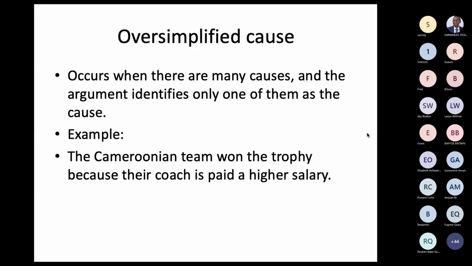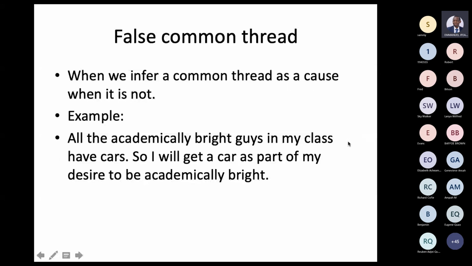False common thread. When we infer a common thread as a cause when it is not.